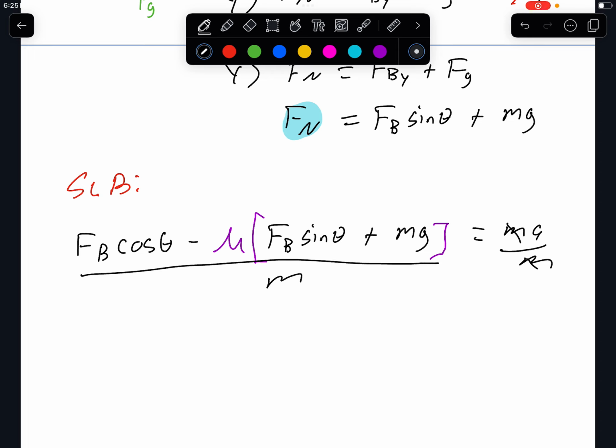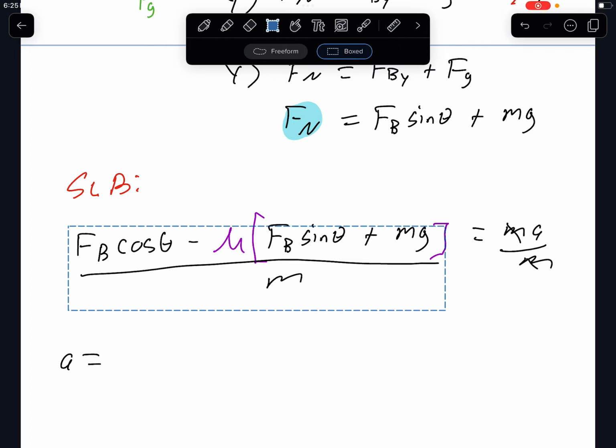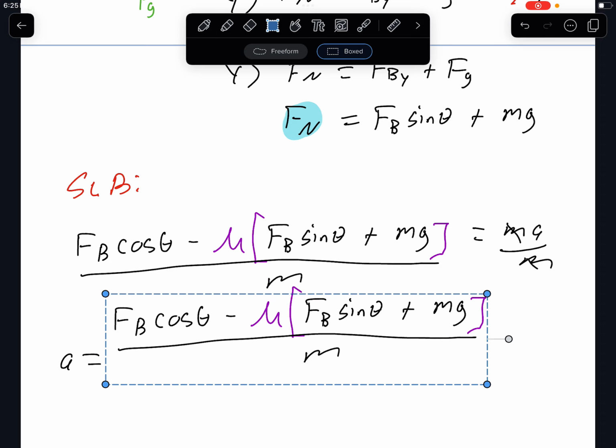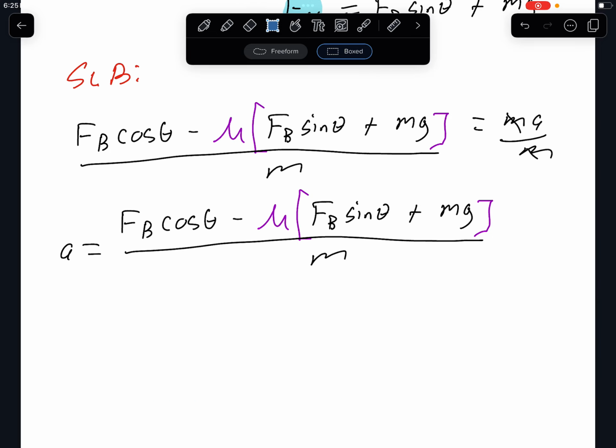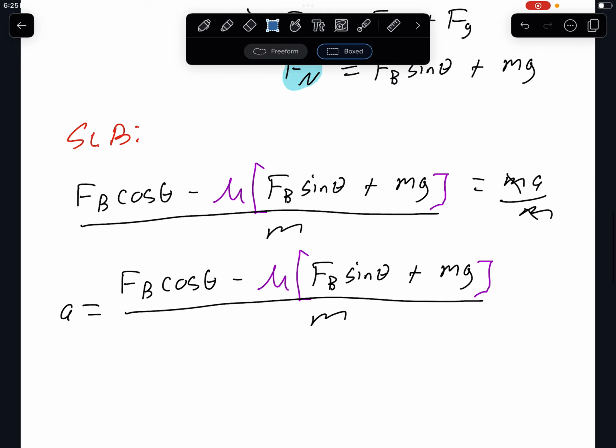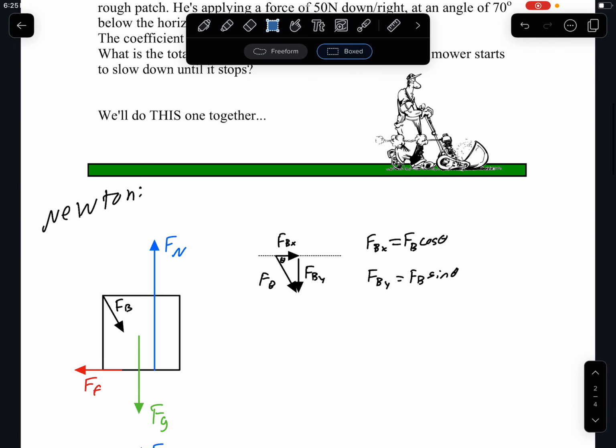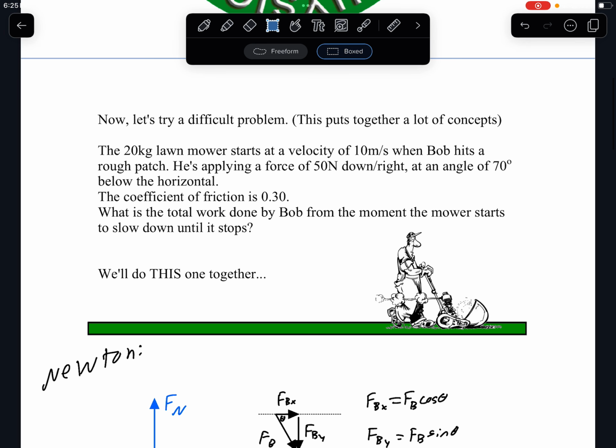And there we go. All right, so my acceleration is going to be equal to this mess, which I would have to calculate, but hey, I can do that. I can plug numbers into my calculator, and we will. Once I solve for that acceleration, then I can get the displacement. Just to recap, we're going to apply Newton's laws to get the acceleration in order to solve for the displacement, because I want to get to the work.